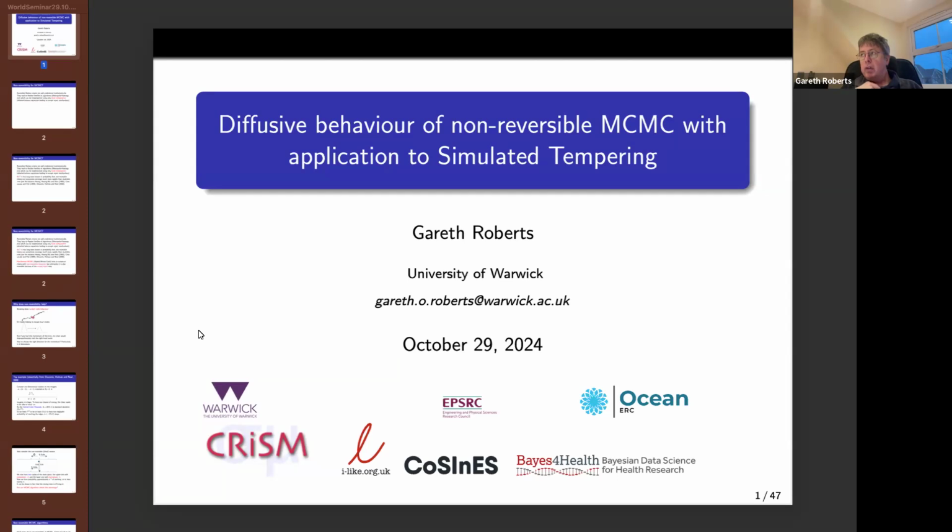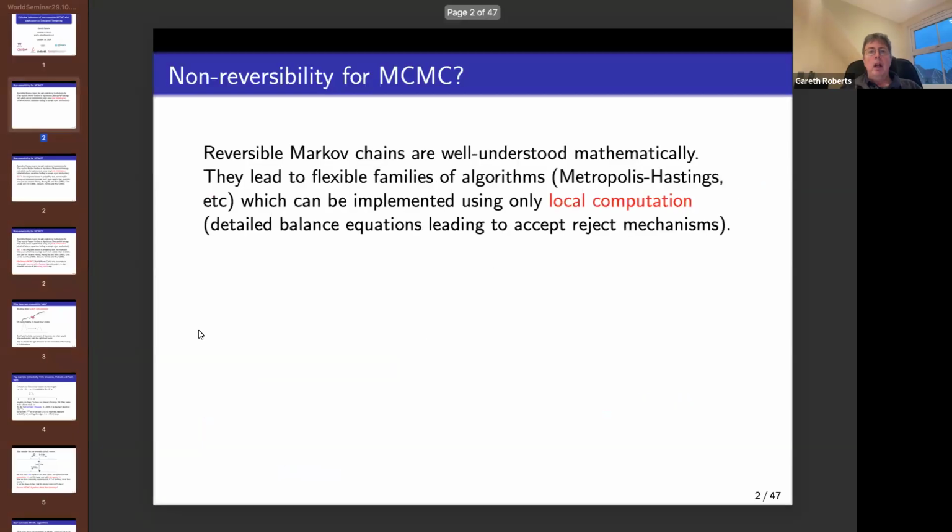There's obviously been a lot of hype, justified hype, I think, about non-reversible MCMC methods in recent years, and we still, I think, are only beginning to understand the extent to which they're better or perhaps not better than other kinds of methods.